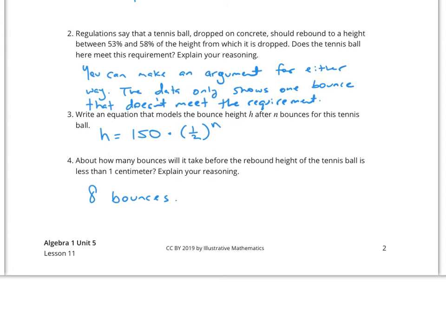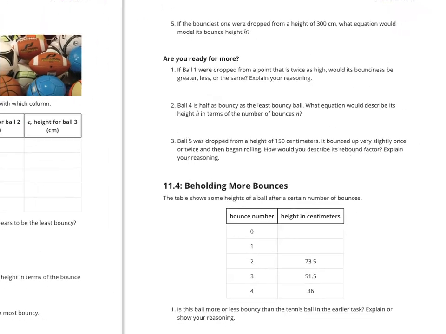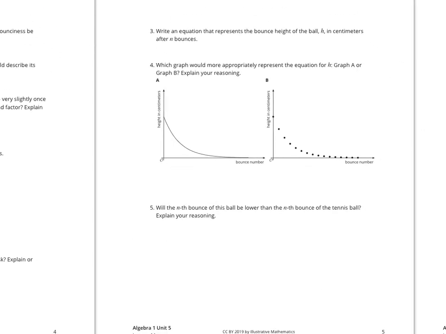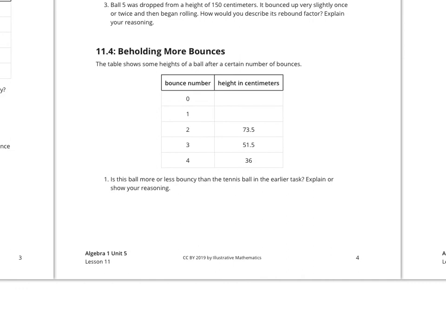All right, so let's go ahead and take a look at the next activity. We are actually going to skip activity 3 and go to activity 4. So activity 4, we're looking back at the heights of a ball after a certain number of bounces again. So this time it does not give you the height in centimeters for where it starts and for bounce 1. So go ahead, answer questions 1, 2, 3, 4, and 5. Do go on to the next page. Pause the video and work on those.